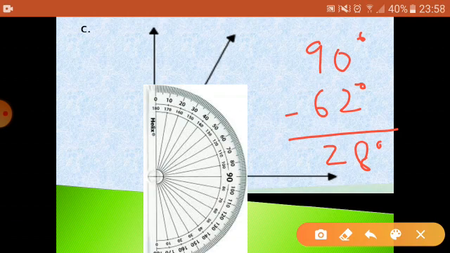Hope you understand the concept of finding complementary angles using protractor, and you'll be able to solve exercise 7B, question number 6.